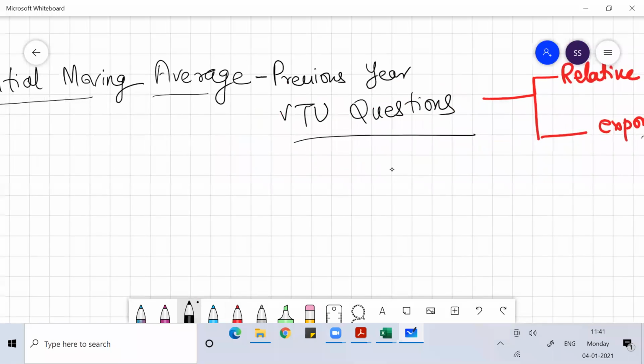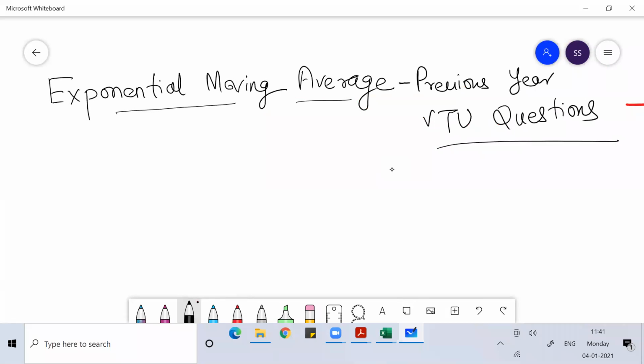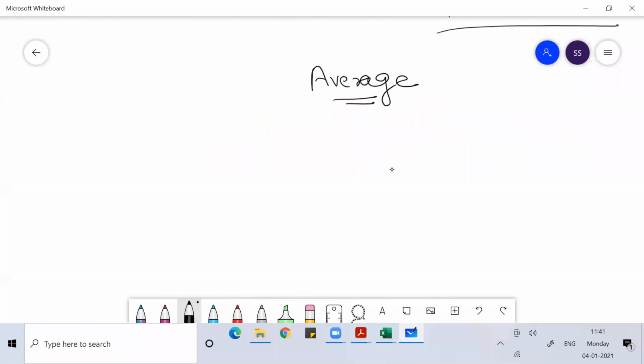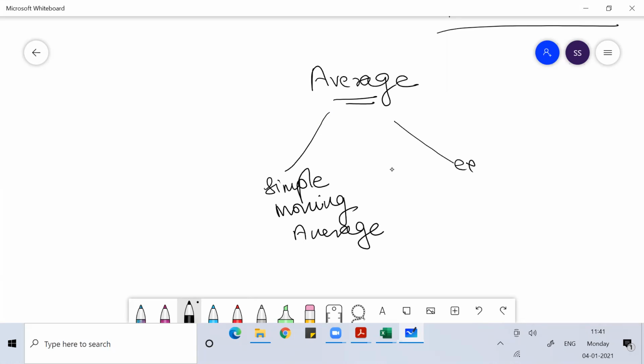When we talk about average, what is basically average? Average basically generalizes the data. Whenever we talk about averages, average can be simple moving average, or it can be exponential moving average.